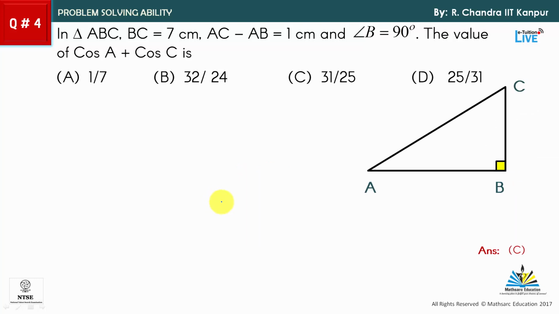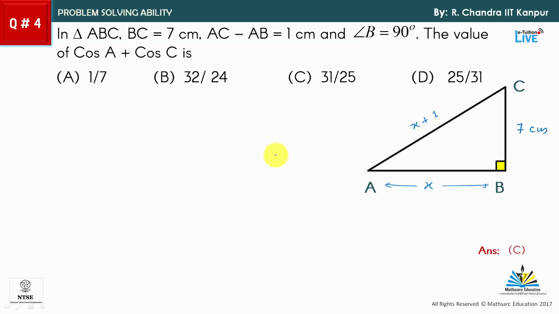Let's have the solution for this question. Now BC is given as 7 cm, and AC minus AB is equal to 1 cm. Angle B is 90 degrees. So let's say this length is x. This length is x. So AC must be, as per the given rule, AC minus AB is 1. So AC is equal to AB plus 1. So AB is x, so this is x plus 1.